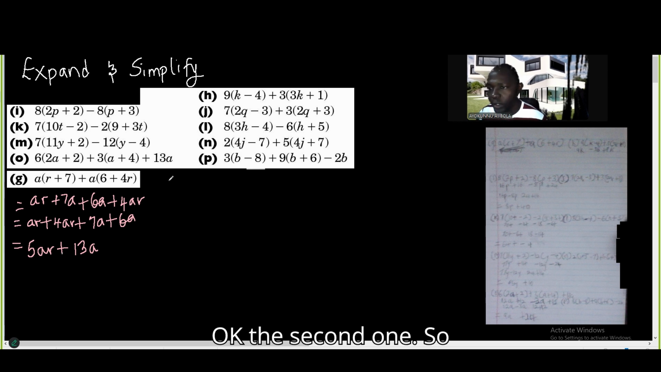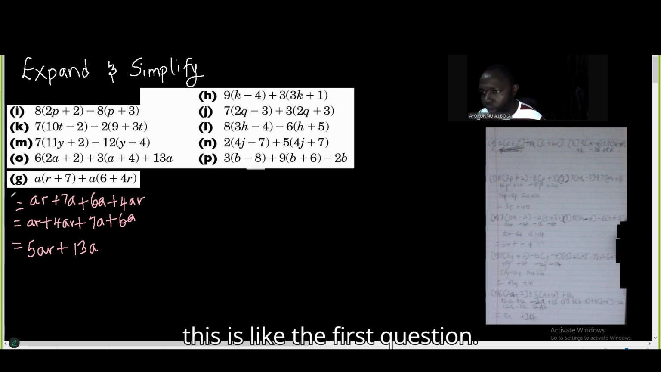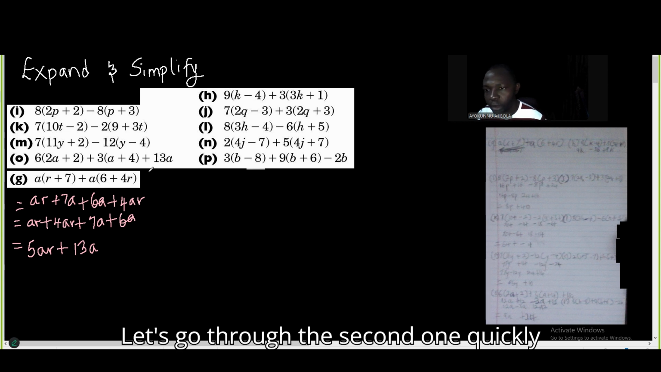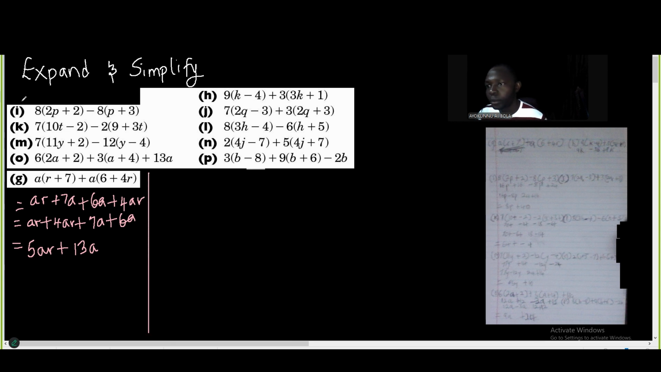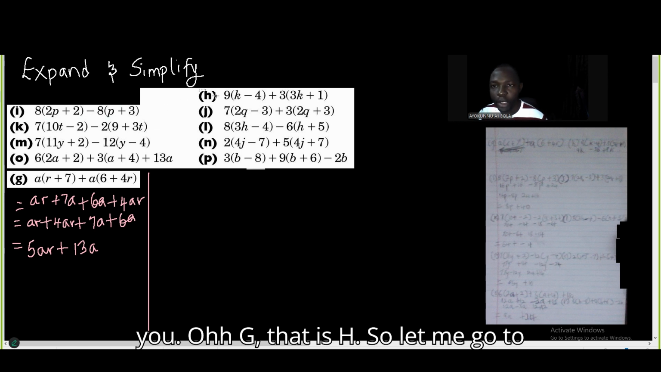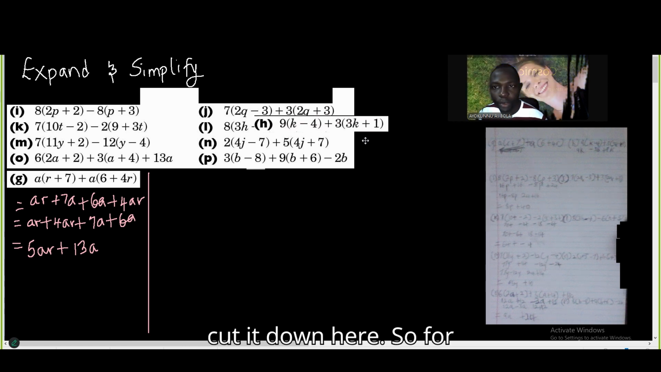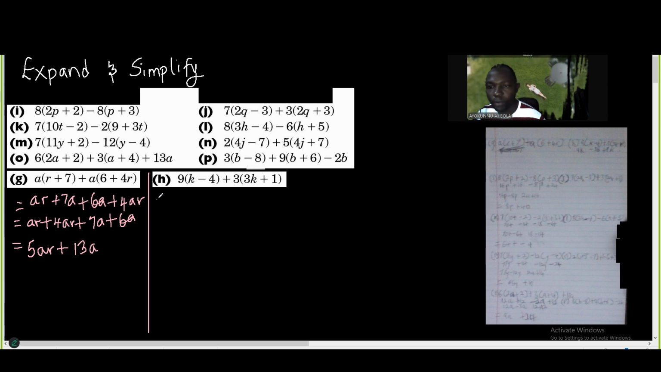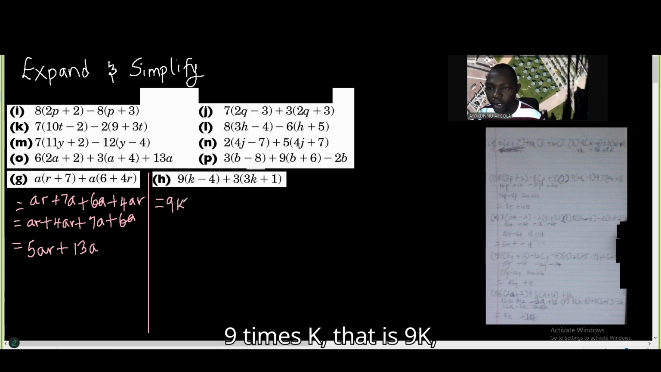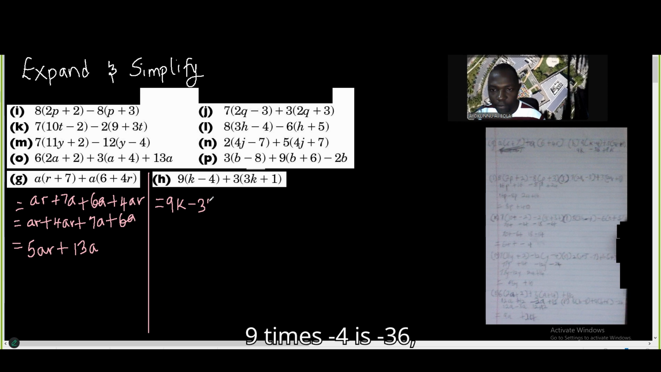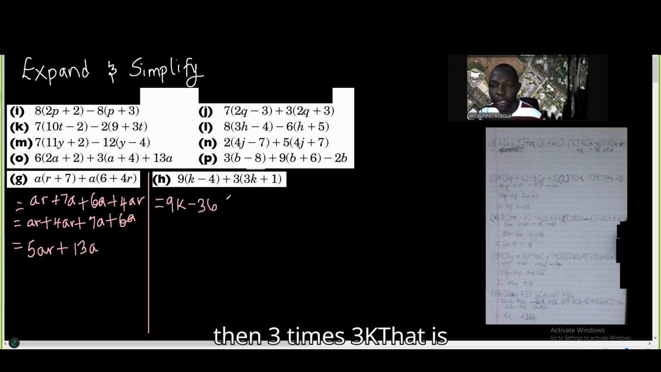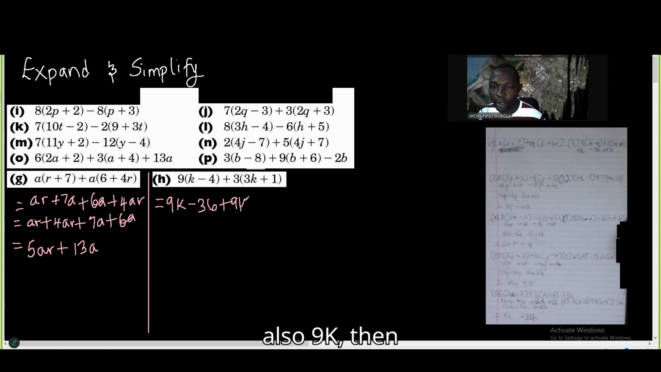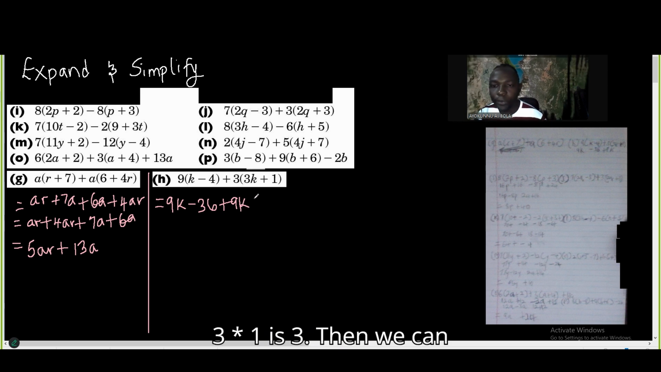Okay, the second one. So this is like the first question. Let's go through the second one quickly. G, that is H. So let me go to option H here. We cut it down here. For question H, it says 9 times k, that is 9k. 9 times negative 4 is negative 36. Then 3 times 3k, that is also 9k. Then 3 times 1 is 3.